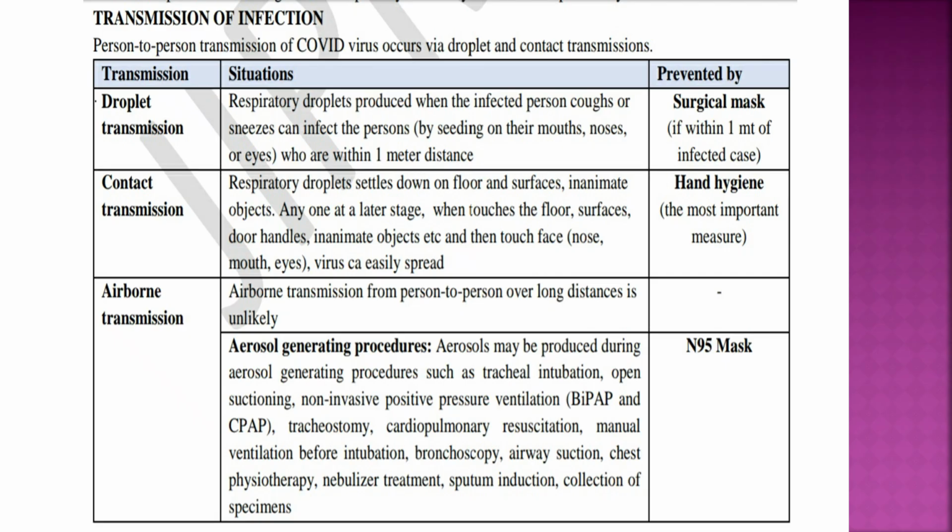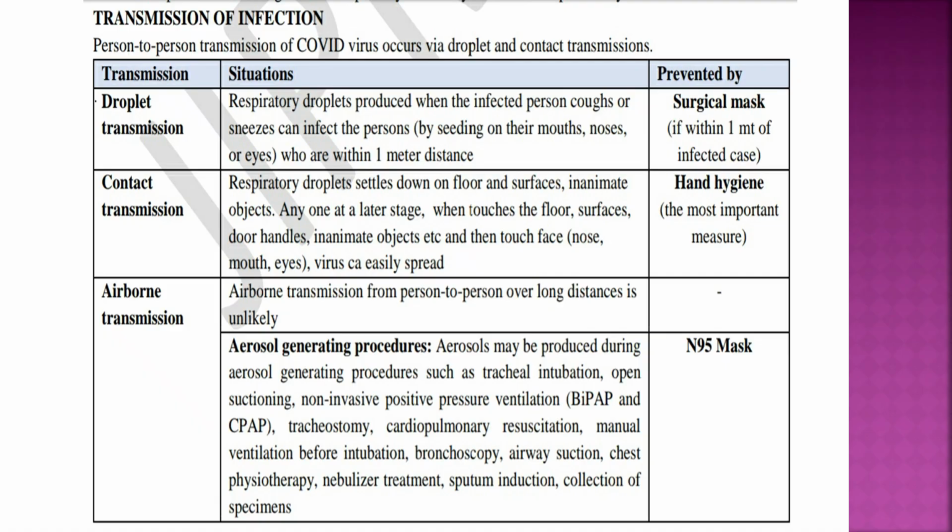So it can happen where the respiratory droplets produced when the infected person coughs or sneezes can infect the persons by settling on their mouths, noses or eyes who are within 1 meter distance. So the most important precaution here is a surgical mask if within 1 meter of the infected case.